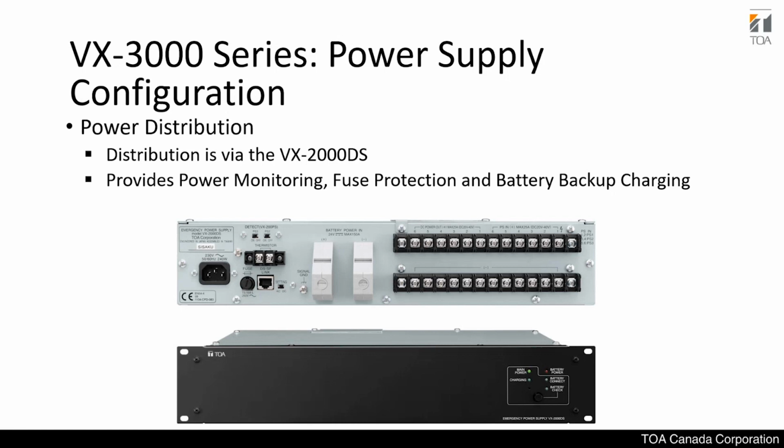In addition to that, the VX3000DS also allows for built-in battery backup. So there's available trickle charging, and you can connect a 24 volt battery system to it. If you have, say, two 12 volt batteries, you can connect those in series and connect them to the system. In case there's a power failure, this will automatically switch over to the battery backup and then power the rest of the VX3000 when that happens.